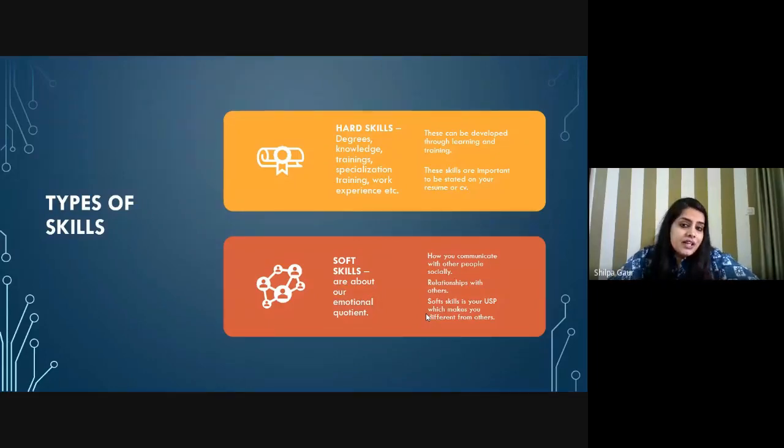So relationship with others also matters, and soft skills is your USP which makes you different from others, right? Suppose, what do you think? आपके professors होते हैं, आपके जो भी parents होते हैं, do you think that they crib for anything? No, because अगर आपकी soft skills अच्छी है, that can become your USP. USP आपको पता है क्या होता है?